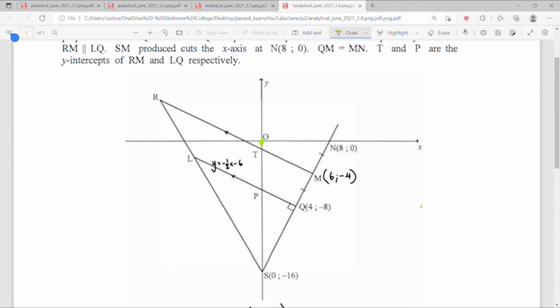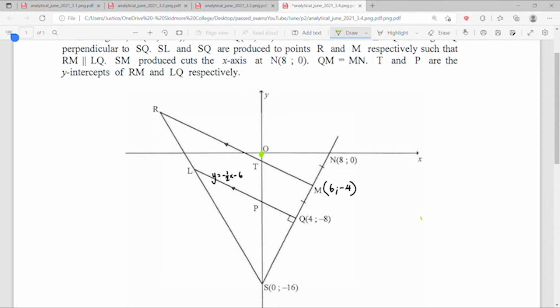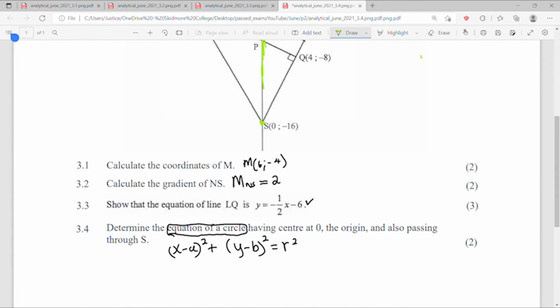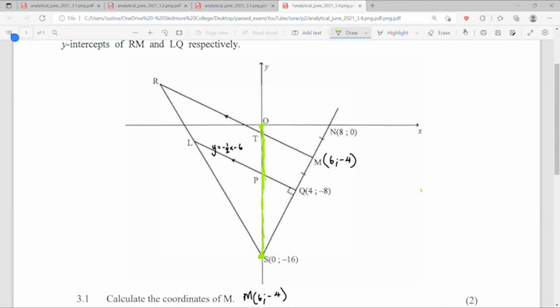So we're going to have something like this. This is the origin, right? And this circle is going to be very large, and we're going to attempt to draw it. But basically, it passes through S. That's what the statement says. Passing through S just means it touches it. It touches this S here. And we're going to attempt to draw it so that you get an understanding of what's happening.